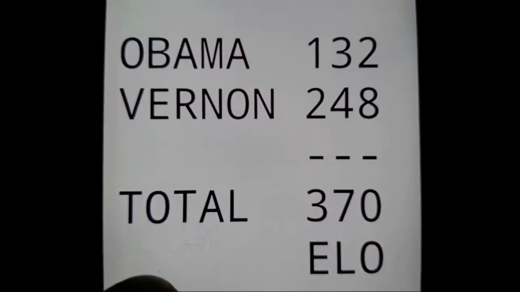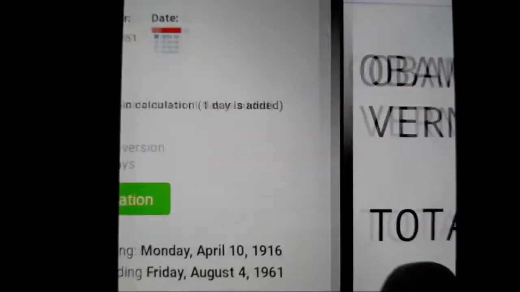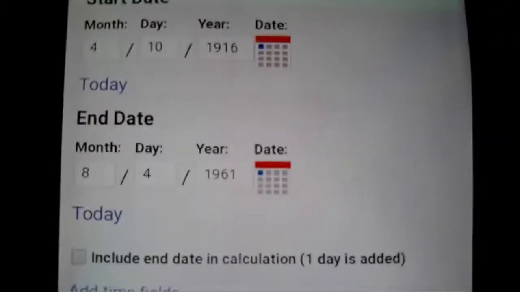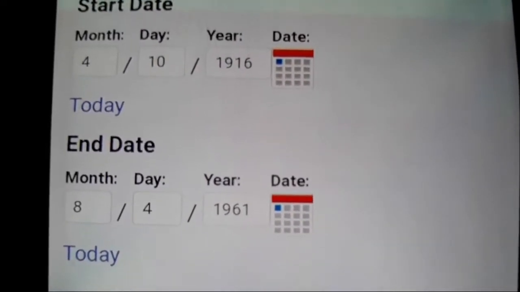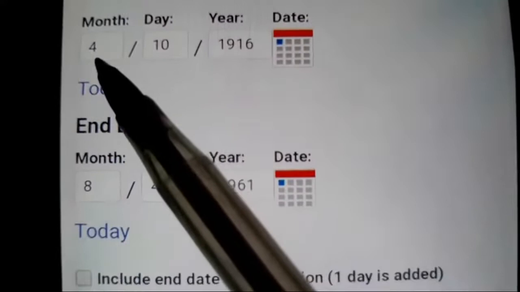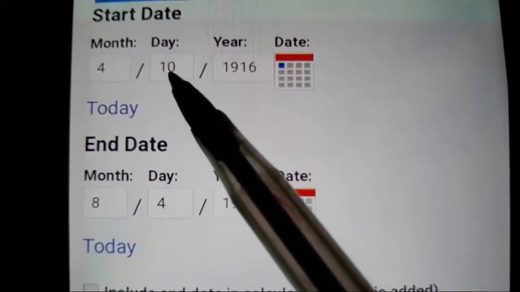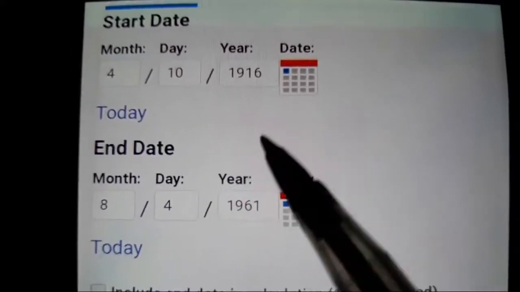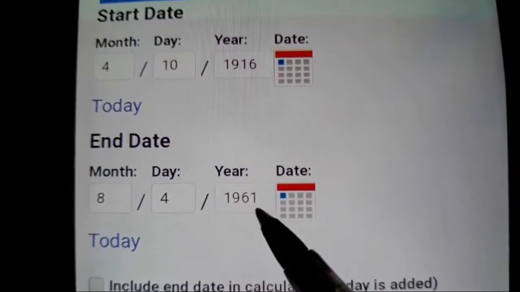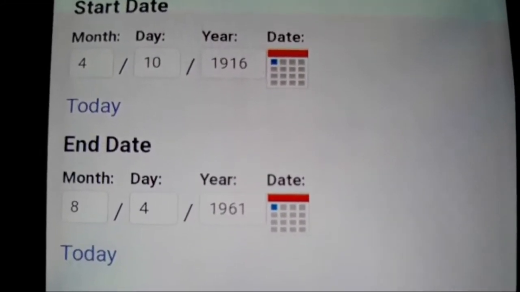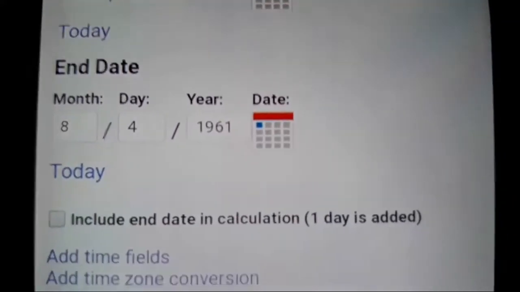Okay, do you see how crazy this is, what I'm showing you? Anyway, I'm going to keep going. It's going to get crazier, watch. So now I'm going to do their actual birth dates. You got 4/10 is Vernon Presley's birthday. His birth year was 1916. So his actual birthday to Obama's actual birth date. I'm using the actual dates now. Let's see what happens when we use the actual date of Vernon Presley's birth date and Obama's birthday. Let's see what we get.